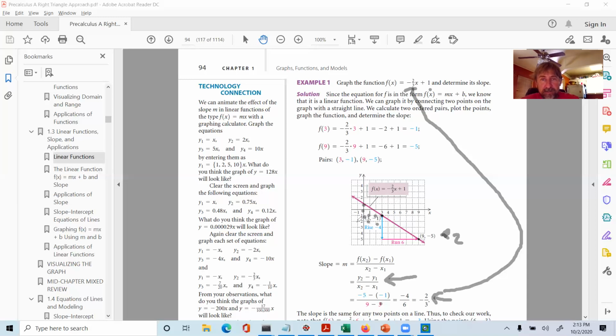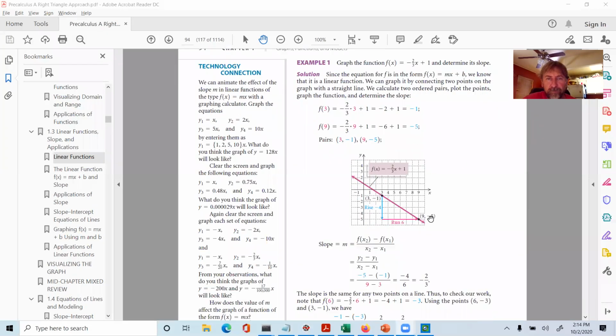So that's how we get the coordinate. Down 2, 1, 2, over 3, 1, 2, 3. So I rise down 2, and then I run 3. Okay, clear. All right.